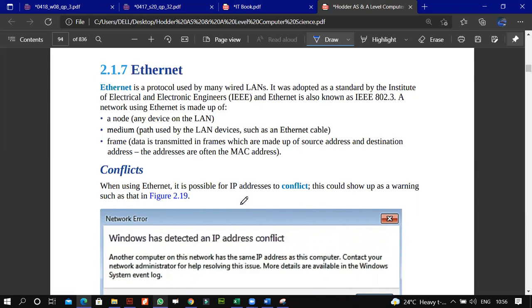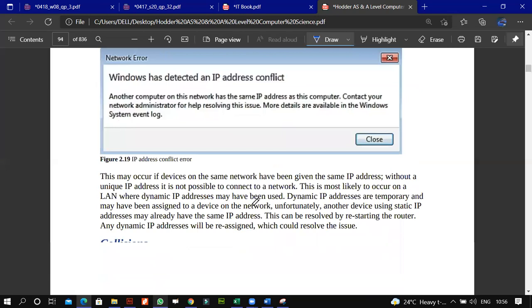The addresses are often the MAC address. We talk about the MAC address because it physically exists. Every device that has a physical address, that is known as a MAC address.